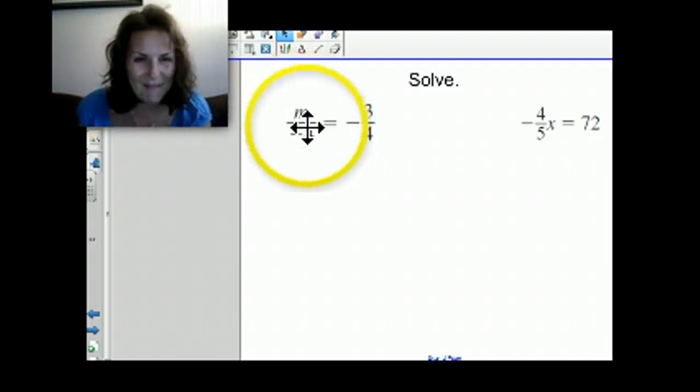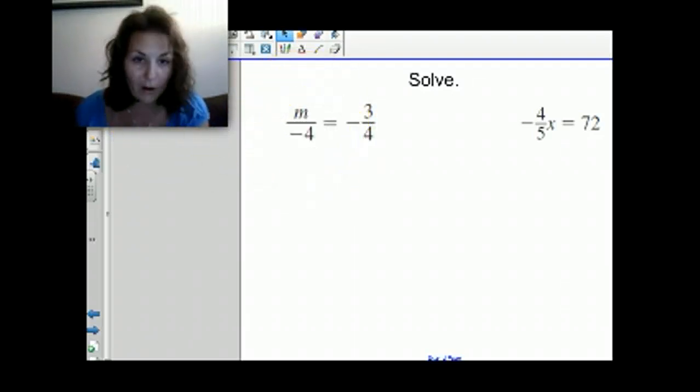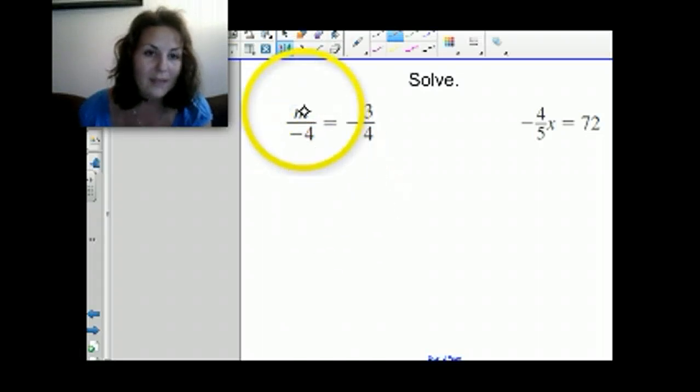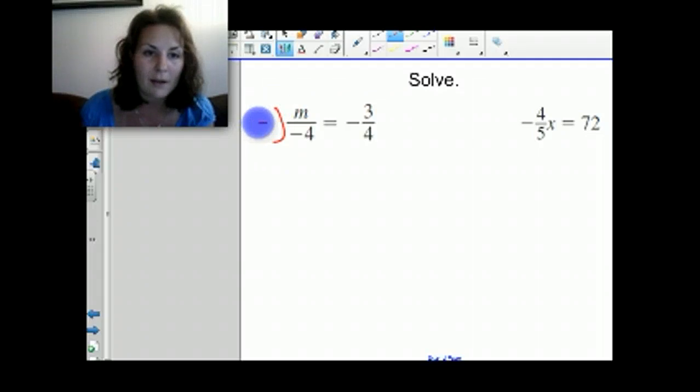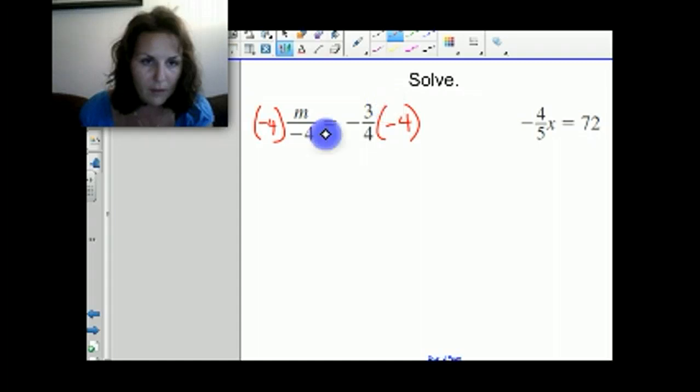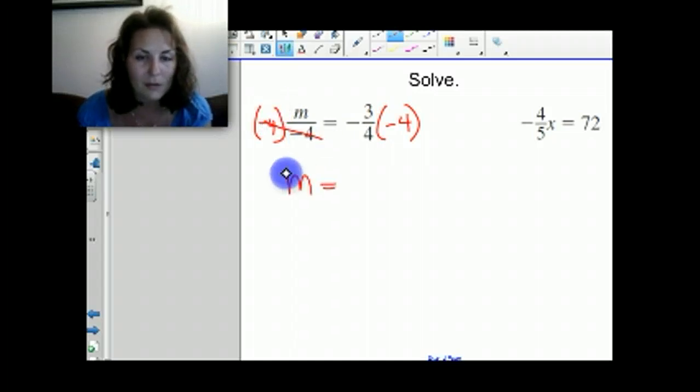Alright. m divided by negative 4 equals negative 3/4. That's m divided by negative 4. Multiply by negative 4. Negative 4 and the negative 4 cancel, right? It's like that negative 4 is on top. So we get m equals, think of it as negative 4 over 1.